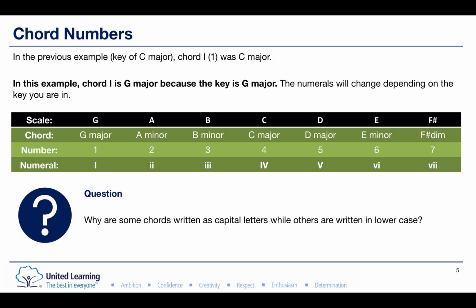Why are some chords written as capital letters while other chords are written in lowercase? We now know that the answer is that capitals are for major chords and lowercase letters are used for minor chords.